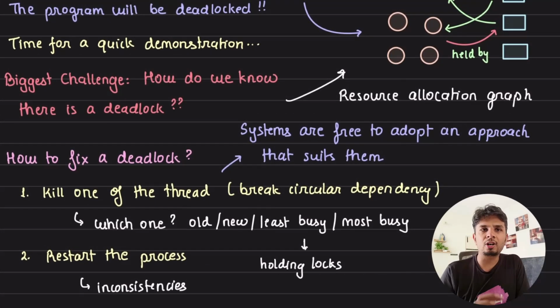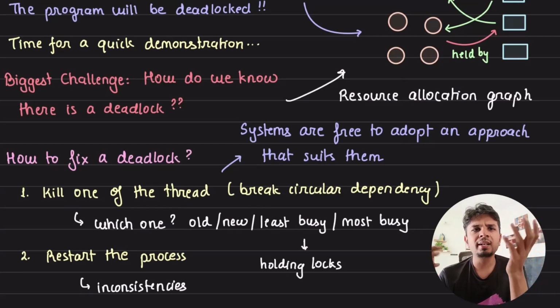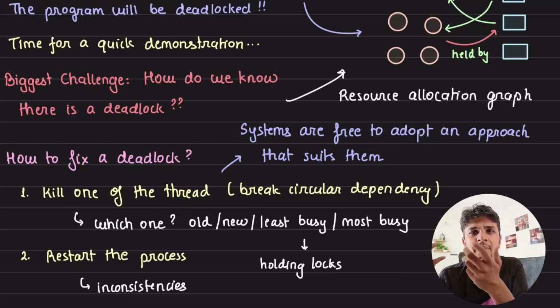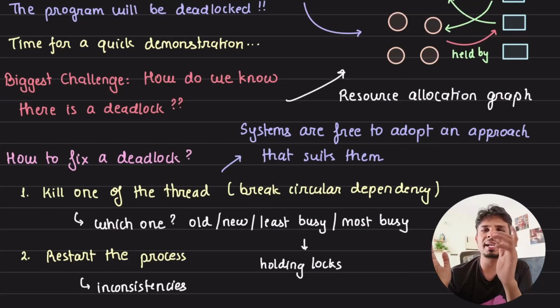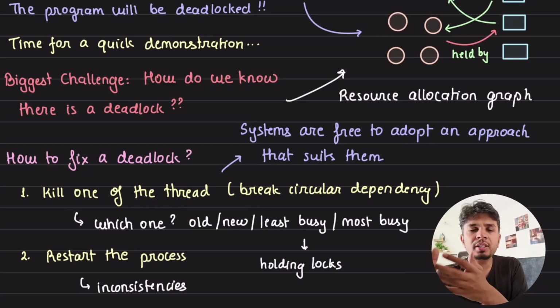To fix a deadlock, you can very clearly see there is a circular dependency which you have to break. What are the possible ways to break it? You kill one of the threads and break the circular dependency. That's the easiest one. Now, which one to kill? You can pick the oldest one, the newest one, the one which is least busy, or the one which is most busy, depending on multiple strategies. Pick one that works for you, or just pick one at random and kill it. And there is no one way to do it, to be honest.